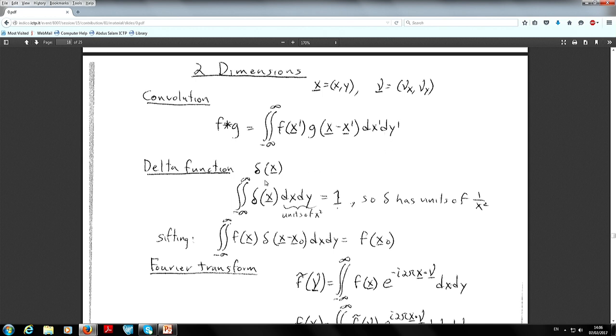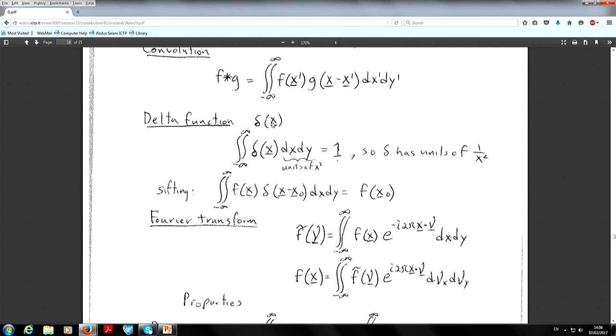The delta function, this is interesting, is a delta of a vector. It has two arguments, and now its units are 1 over x squared. It's the product of the inverse of each argument, because we have to integrate it over both variables to get 1.